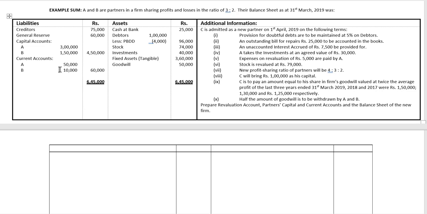So as I said earlier, the entry for the incoming partner C bringing in his capital of rupees 1 lakh, that we will do through the partners' capital accounts. All other entries for revaluation gain or loss, or distribution of reserves, writing off of goodwill, or treatment of premium for goodwill will be done through the partners' current accounts. As far as the treatment for goodwill is concerned, C is bringing in his share of premium for goodwill in cash, and half of the amount of goodwill is withdrawn by the sacrificing partners A and B.